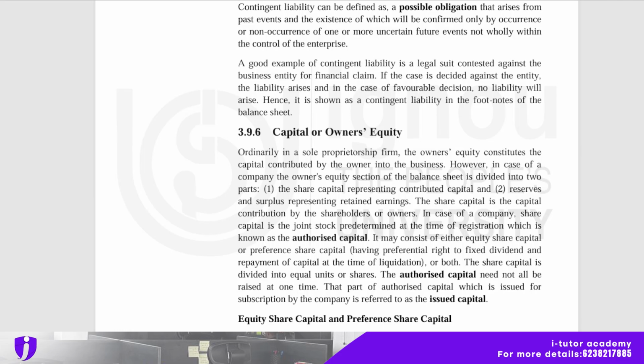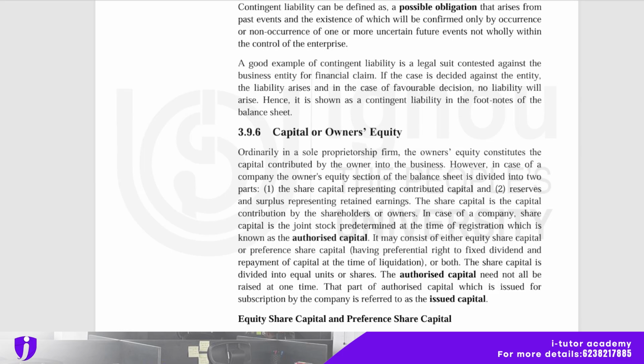The share capital is the capital contribution by the shareholders or owners. In case of a company, share capital is the joint stock predetermined at the time of registration, which is known as the authorized capital. The authorized capital need not all be raised at one time.